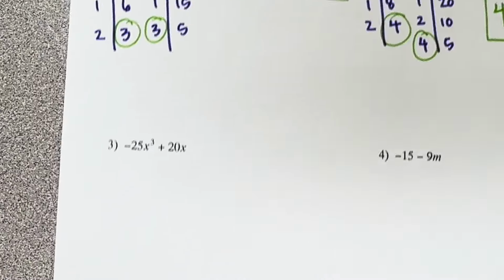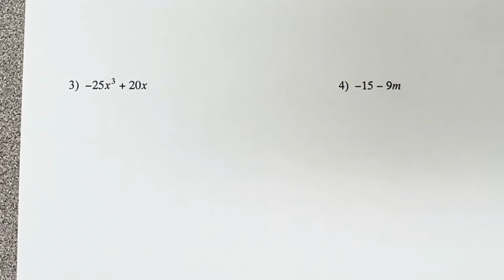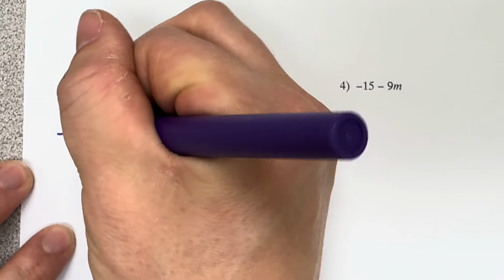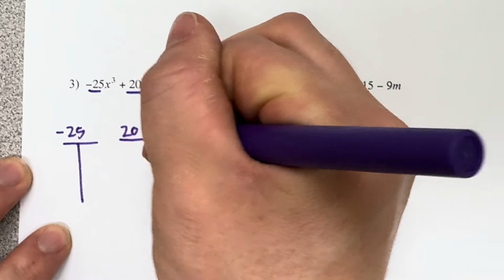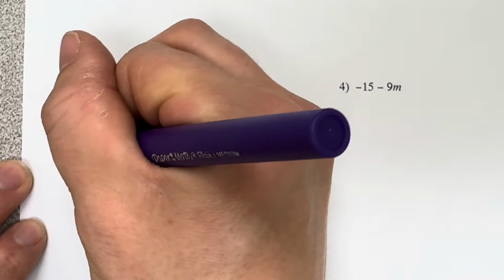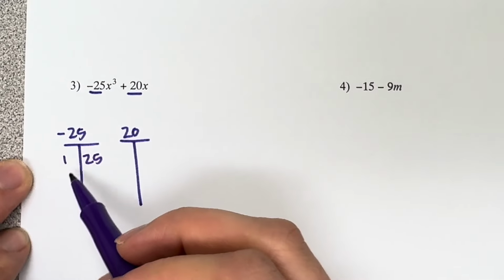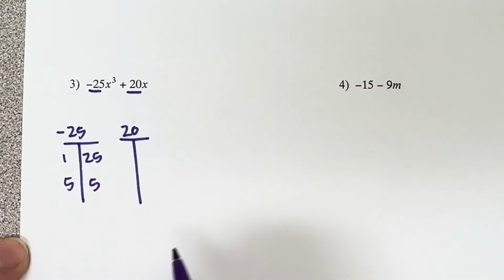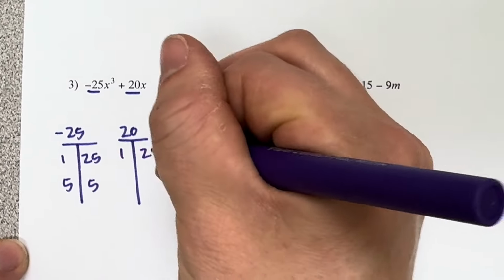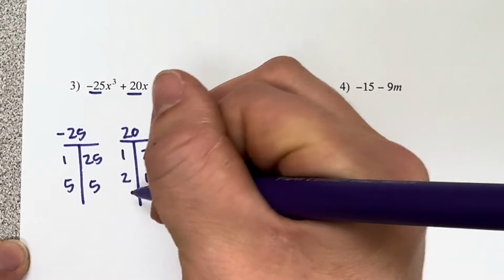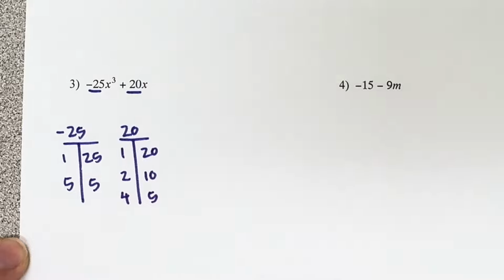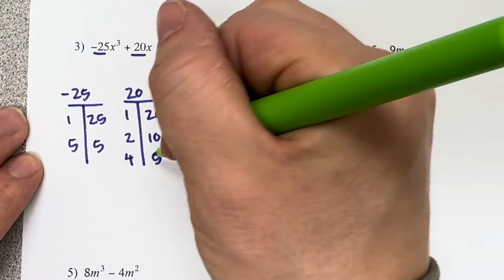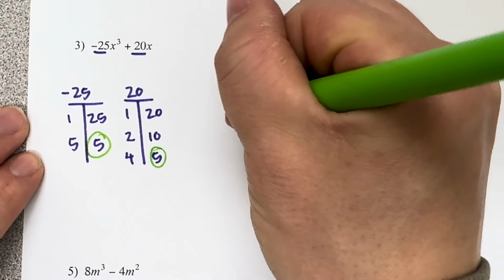Awesome. Let's go ahead and just keep practicing this. This time I have negative 25 and 20. For 25: 1 times 25, 2 no, 3 no, 4 no, 5 yes, 5 times 5. We're already starting to repeat, so we're done. For 20: 1 times 20, 2 times 10, 3 no, 4 yes, 4 times 5. We're done. GCF on both of these lists is going to be the 5. So I can take out a 5.